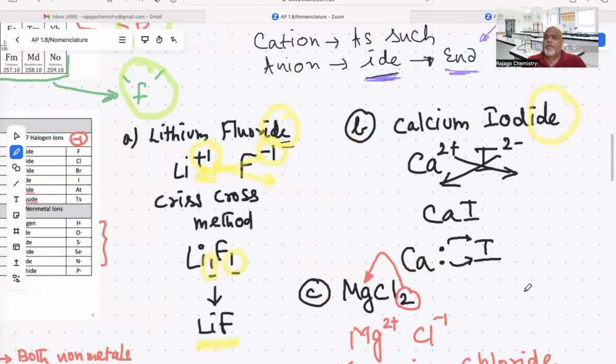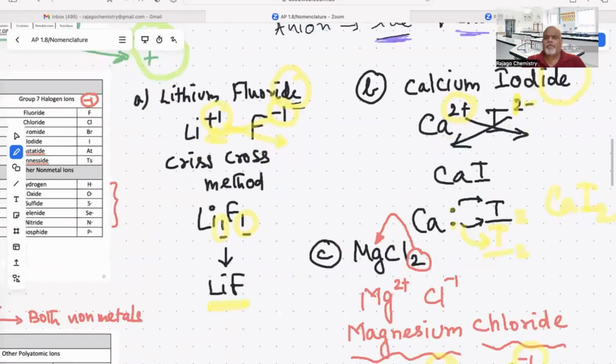For calcium iodide, calcium is Ca2+. This is group 2. And iodide is 1 minus. It is not 2 minus. It's 1 minus. So calcium is giving 2 electrons. That means it needs 2 iodines. So it is going to form calcium iodide, CaI2. That should be the correct one.